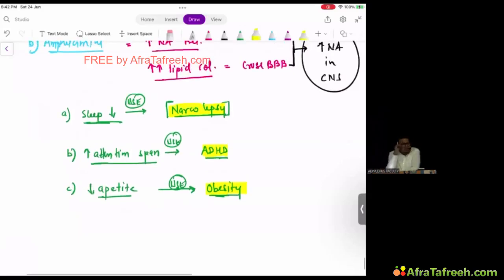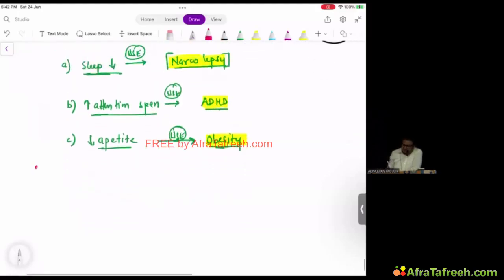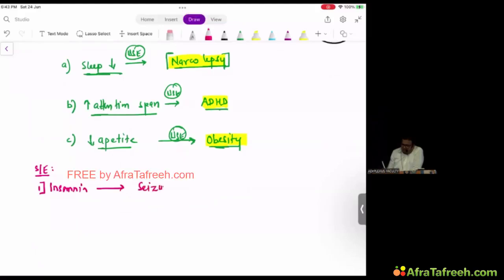They are because of sleep reduction, appetite reduction, and increase in attention span. The same action, you can write as side effects. Same action. What is happening to sleep? Decreasing. So how will we write as side effect? Insomnia. Too much insomnia or CNS activation? Seizure. What is happening to appetite? Decreasing. So how will we write as side effect?